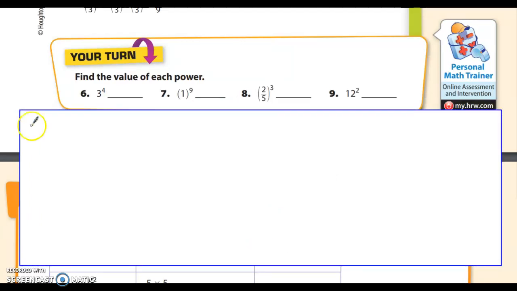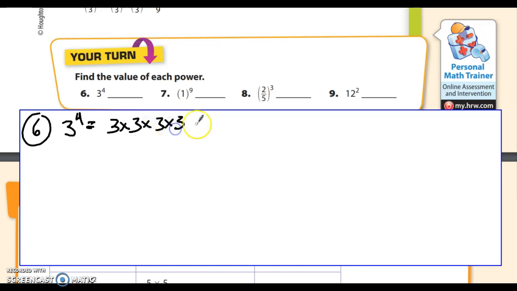All right, number six. So for these, it says find the value. I'm going to do more than that. I'm going to write out what they mean, because that's proper instruction. And then I'm also going to find the value. So what does number six mean? 3 to the 4th power doesn't mean 3 times 4. It means 3 times itself, 4 times.